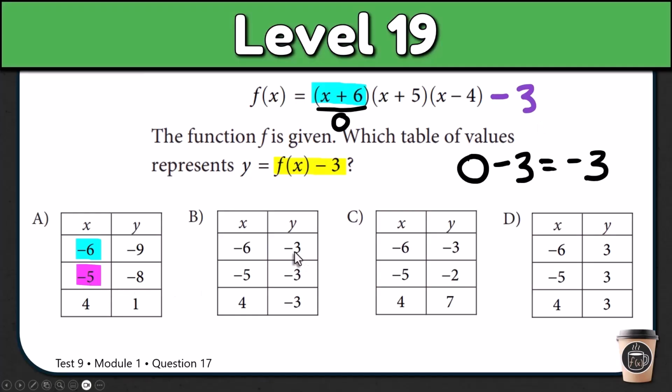So I think the answer is either B or C. But what about this -5? What's happening with that? When you put that in here, that zeroes it out. So you're also going to get 0 minus 3 equals -3. So -5 is supposed to be -3. And the same thing's going to happen with the 4, although you probably figured it out already. There's your 0. So no matter what you do with these 3 X values, your answer is always -3. So the correct answer is B.